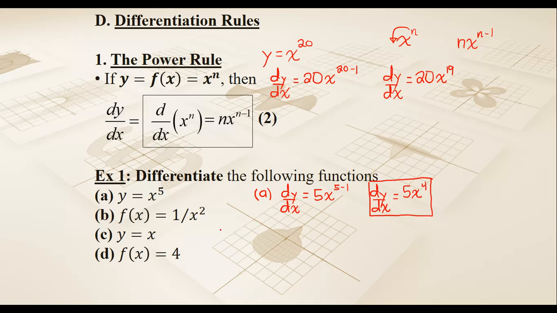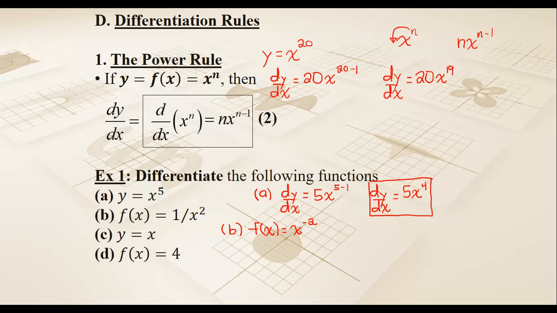Okay, B, it says f of x is equal to 1 over x squared. Now, the issue here is that I have my variable in the denominator of this equation. If I want to truly use the power rule, I want to rewrite it so I have the variable in the numerator. I can do that pretty easily. I can just rewrite this as f of x equals, just invert this thing here, x to the negative 2. So 1 over x squared is equivalent to x to the power of negative 2.